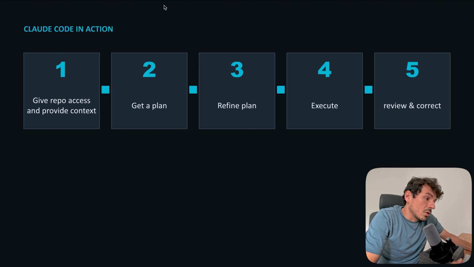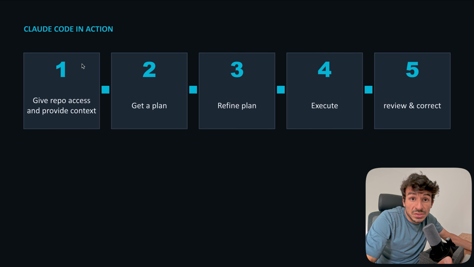So diving into Claude Code, what I did was I gave it access to our service repos and provided all the context. Then from there, we would get a plan. Now that plan is always redefined because it's going to give you an initial plan that you're probably not going to be fully satisfied with. So you can go back and forth and get to a state where you're happy with a plan, and then you execute and you review and correct. And you can do this cycle a few times until you get to a point where you're satisfied.